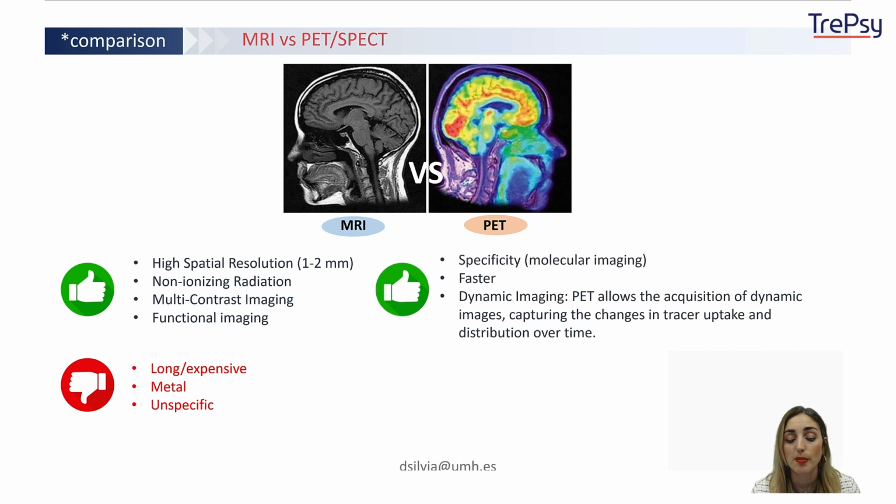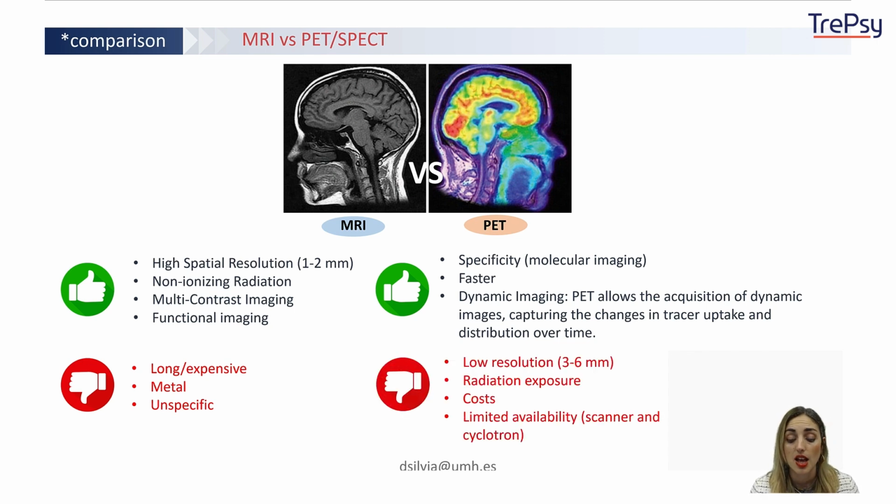On the other hand, PET again has specificity, so it can do molecular imaging. PET is faster, it's dynamic, it allows the acquisition of dynamic images, capturing the changes in the uptake and distribution of tracers or enzymes over time. The downsides are the low resolution. We are talking about 3 to 6 millimeters. The radiation exposure, which makes it not suitable for repeated longitudinal examination, not suitable in case of specific fragile population.